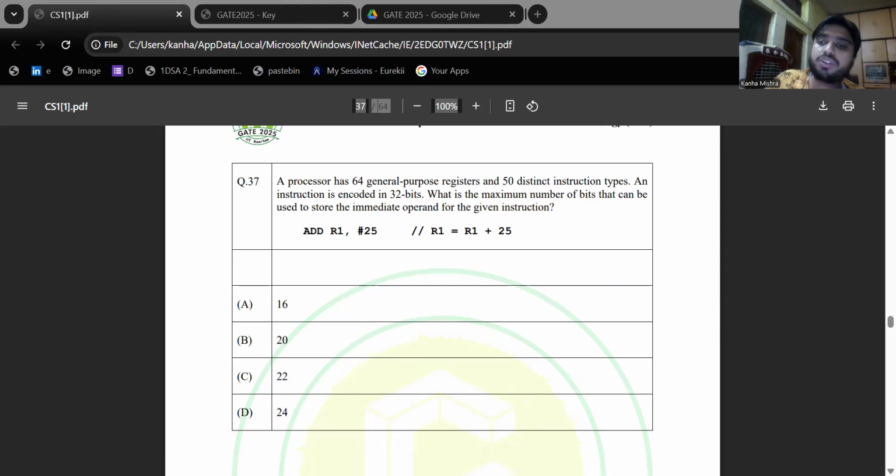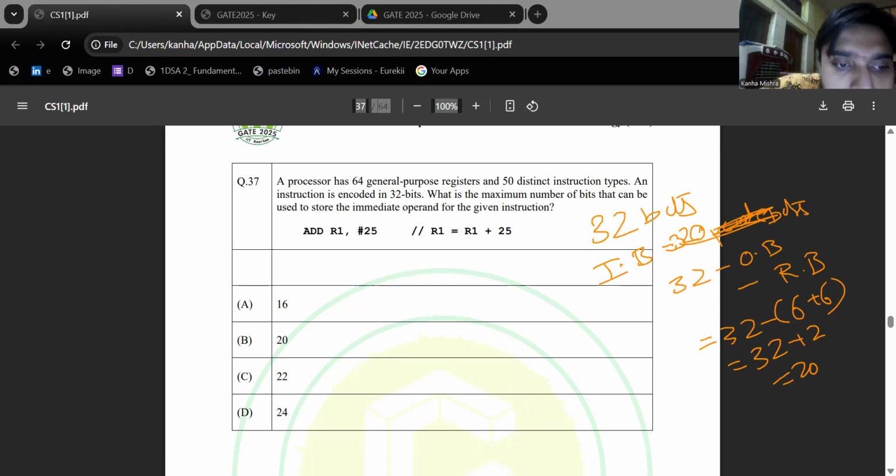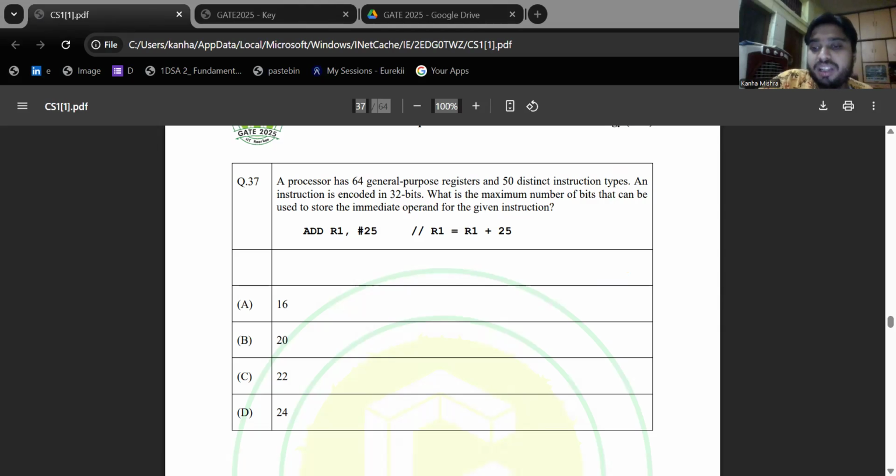So what is given to us? Total instruction length is 32 bits. So how many immediate bits will there be? Immediate bits IB is equal to 32 minus opcode bits minus register bits. So 32 minus (6 plus 6), so that is 32 minus 12, and that is a total of 20 bits that I am getting. So this is what I can maximize for the immediate bits.